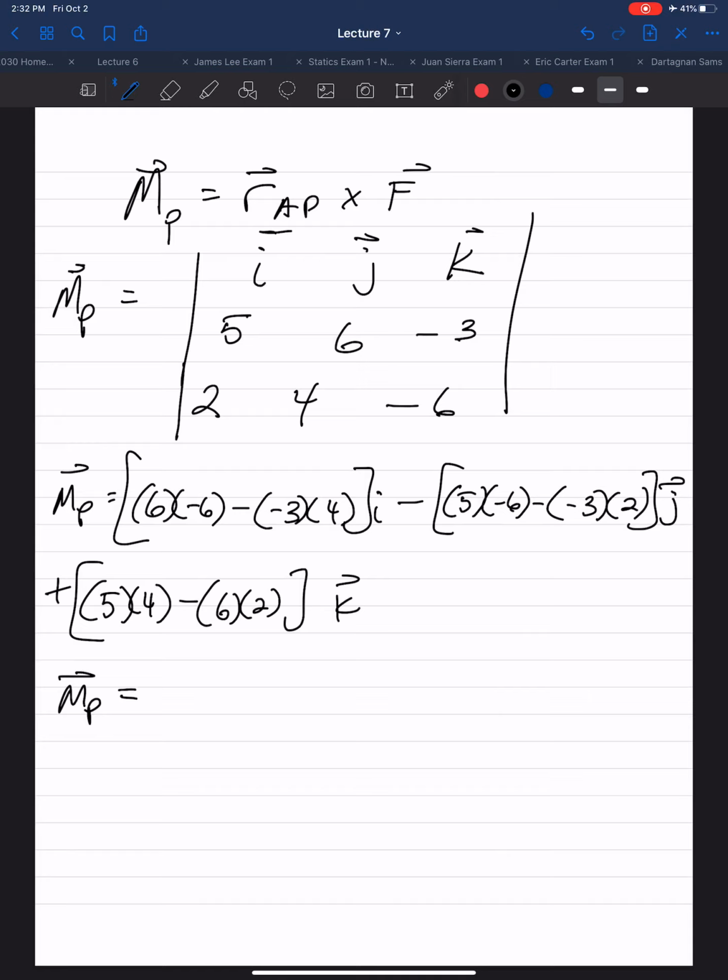Multiply all that out for your moment about point P. We get heading 24i plus 24j plus 8k kilonewton meters.